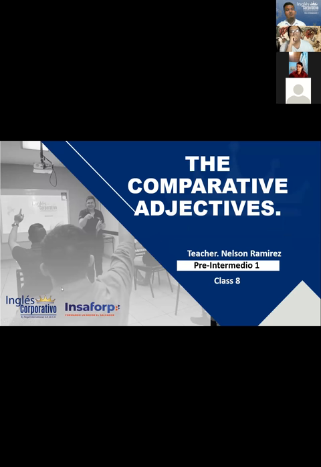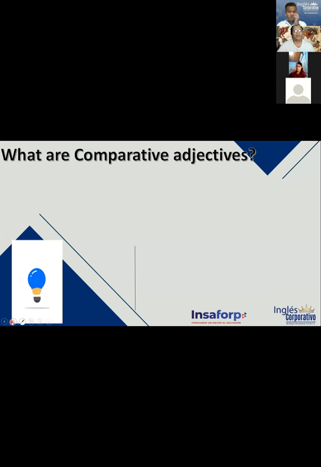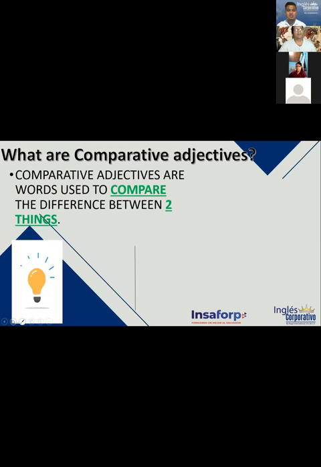Adjetivos comparativos. Have you ever, guys, heard about it? Or do you have any idea about it? Okay, that's going to be easier for you then. So let's start with that. First of all, we want to know what a comparative adjective is. Comparative adjectives are the words that we use to compare a difference between two things, two objects. And sometimes we even use them to compare two people, yeah? So, easy. Comparative adjectives are always going to be used to compare or to make a difference between two things, objects, or persons, okay? So let's see an example here.